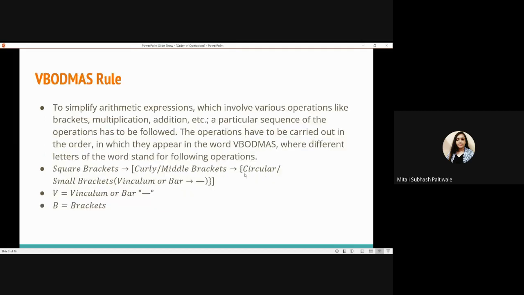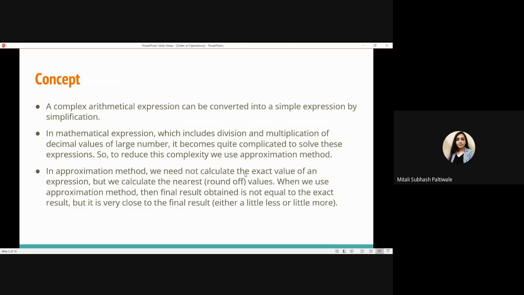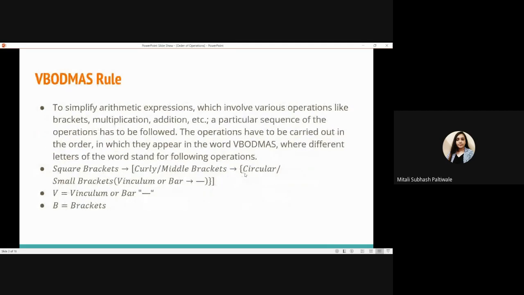Now, when it comes to simplification, there is a rule called VBODMAS rule. What is the VBODMAS rule? V stands for vinculum or bar, B is the brackets, O is of, D is division, M is multiplication, A is addition, and S is subtraction. The way we have read this, we have to follow the same pattern. To simplify a huge expression, you have to use VBODMAS.